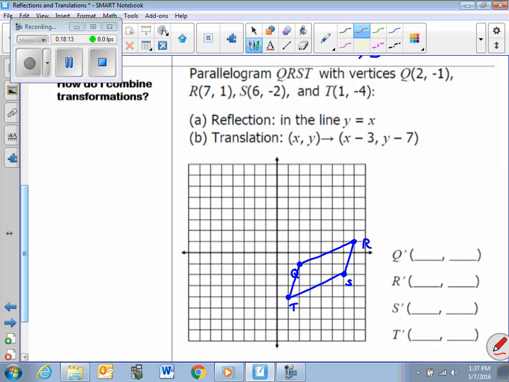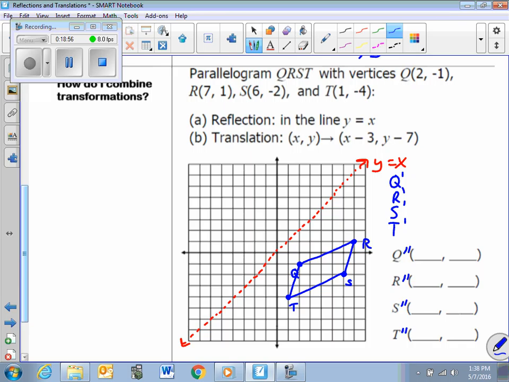So I like to sketch in my line, you know that. Y equals x. Okay, I'm going to do that first. What I'm actually going to do here, guys, is call those points after the first reflection Q prime, R prime, S prime, and T prime. And then after my second transformation, the translation, I'm going to call those double prime, just so I can keep track of what I'm doing. All right, so let's do our reflection in the line y equals x.